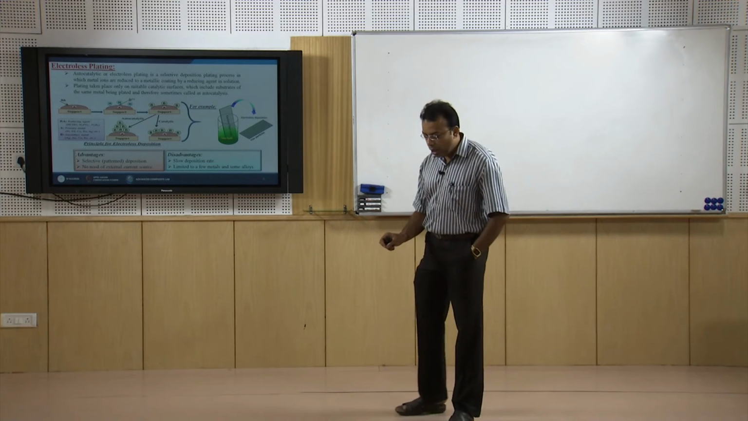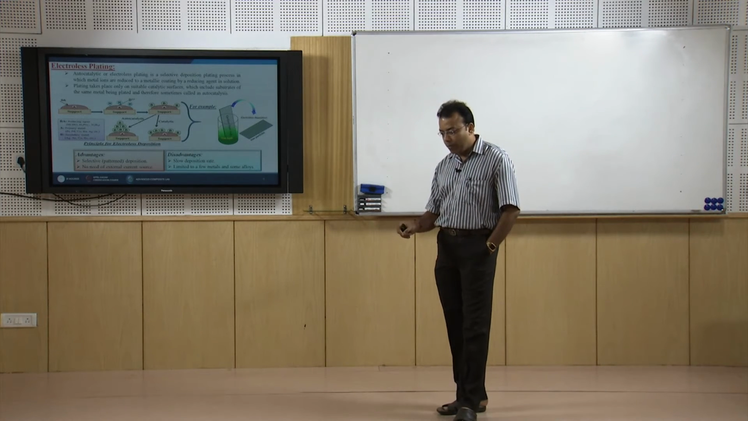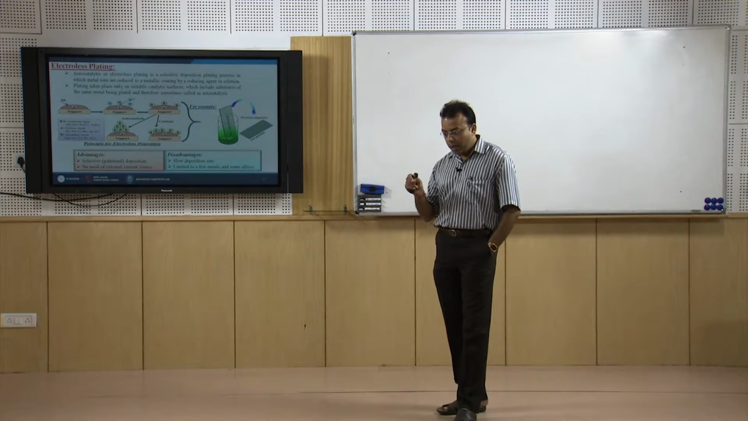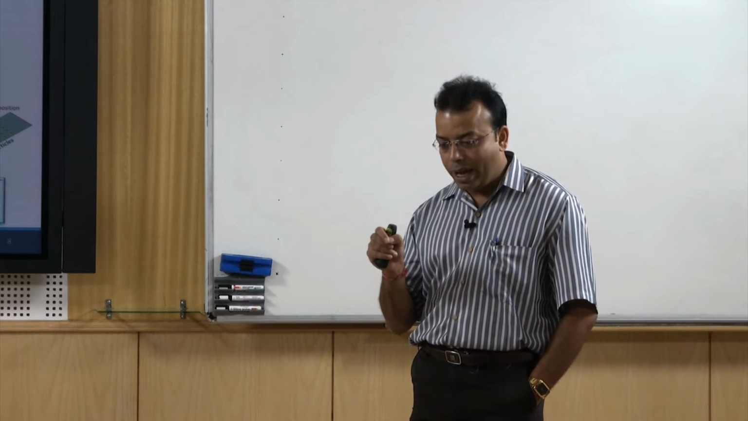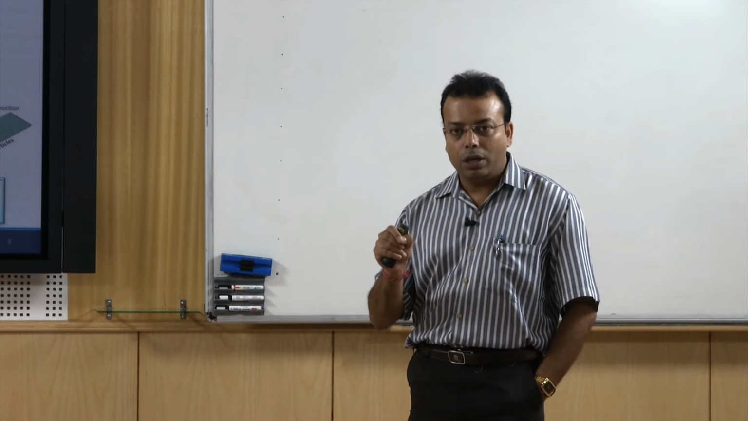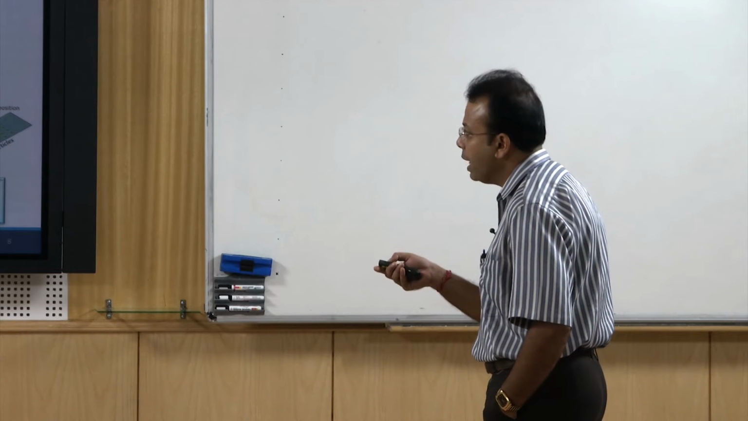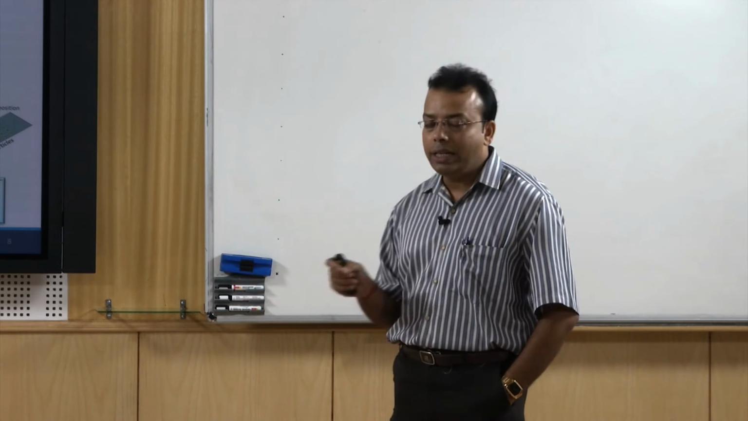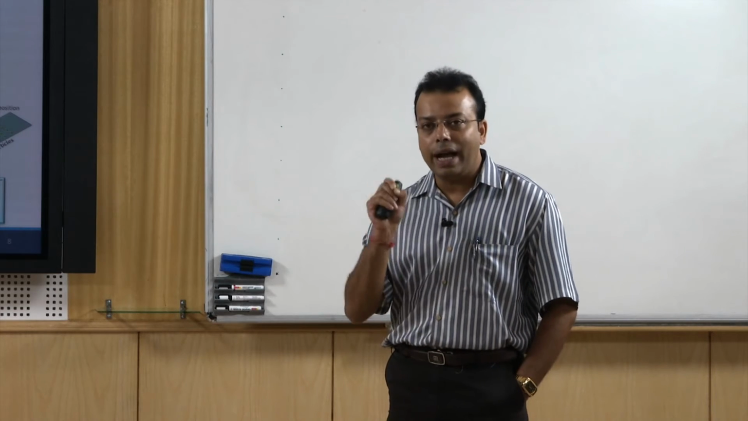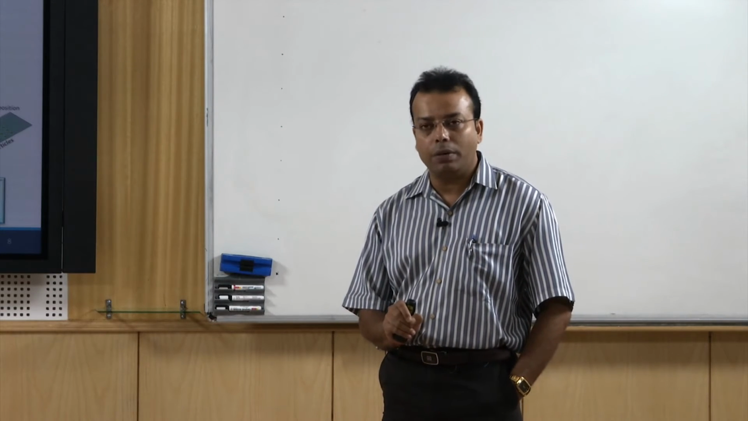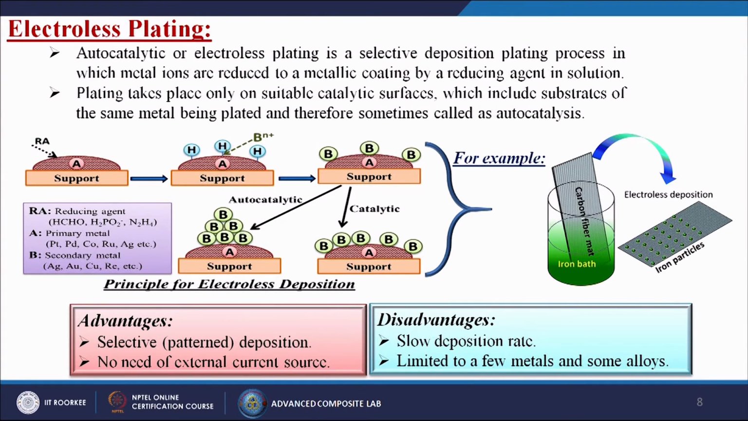So, in our last lecture we discussed the electroplating techniques, where we are applying current or voltage, but here this is known as electroless-plating. So, from the name itself, you can understand that here we are not going to use any kind of current or any kind of voltage. Simply, autocatalytic or electroless-plating is a selective deposition plating process in which metal ions are reduced to metallic coatings by a reducing agent in the solution itself.